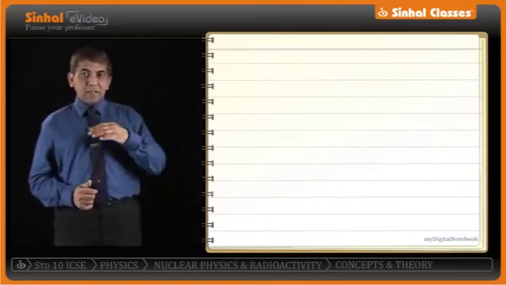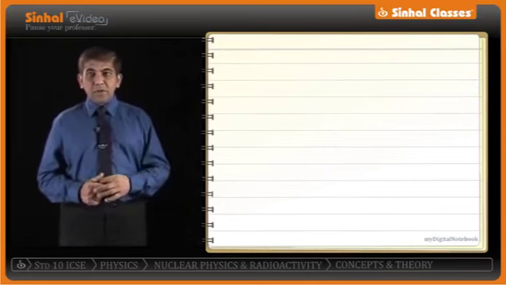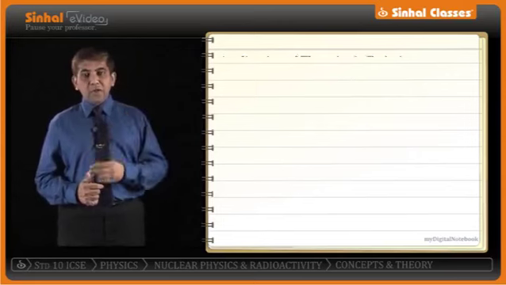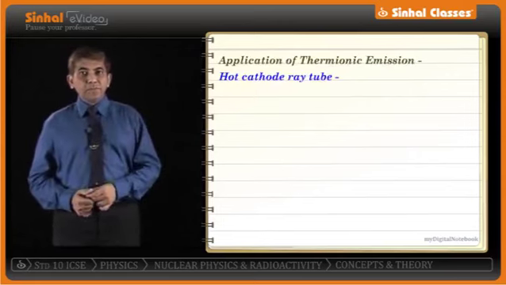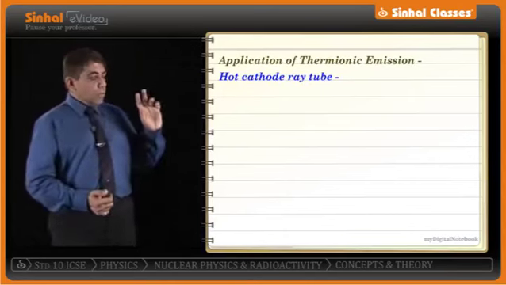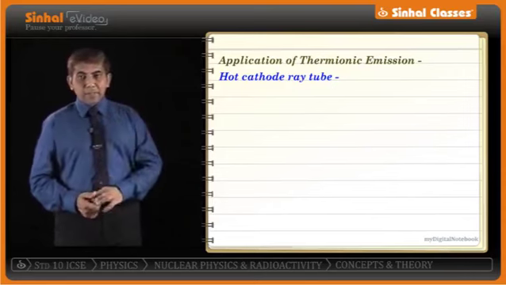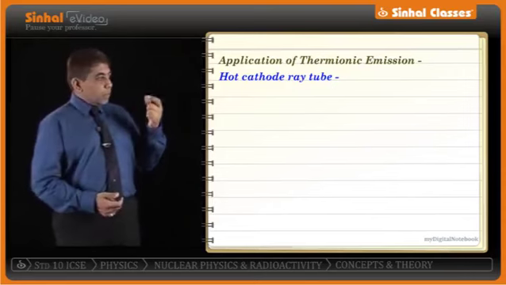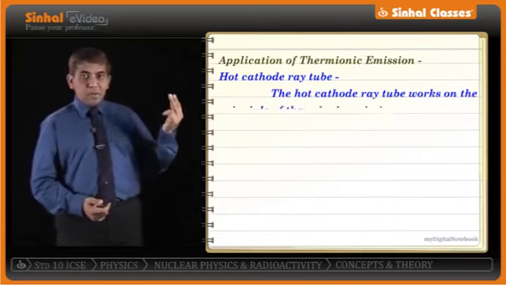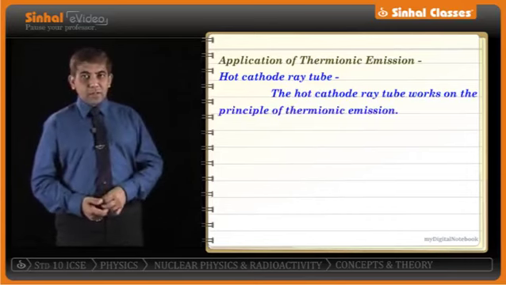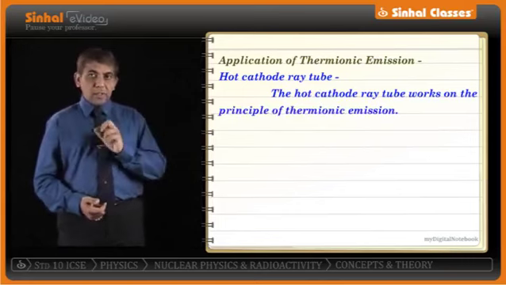With these basic terms used in thermionic emission, we go on to the application of thermionic emission, that is the hot cathode ray tube. I'll draw the figure over here while explaining the principal construction and working. The hot cathode ray tube works on the principle of thermionic emission.